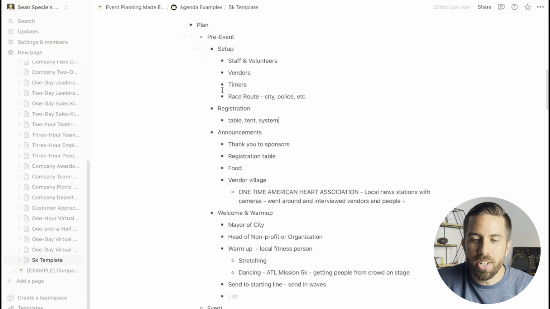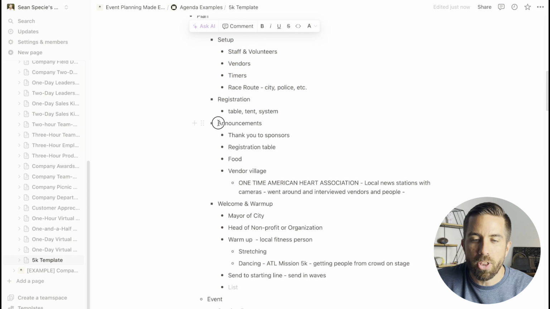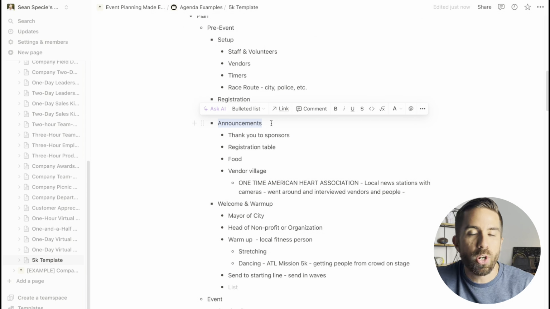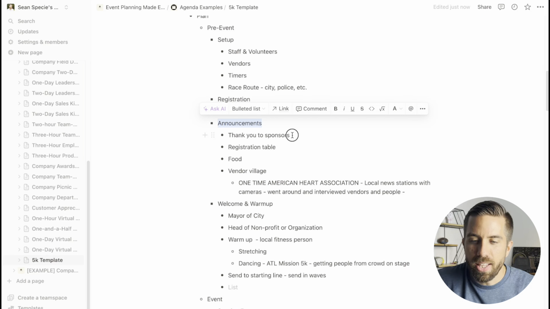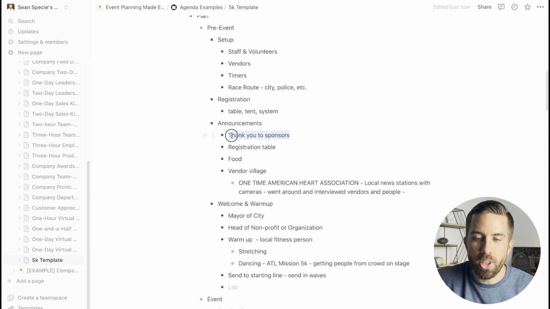And then pre-event, after we pretty much get set up and we've got those taken care of, I need to think about the pre-event experience, which are things like announcements. In the announcements, I need to make sure to say thank you to my sponsors. I need to announce where my registration table is.